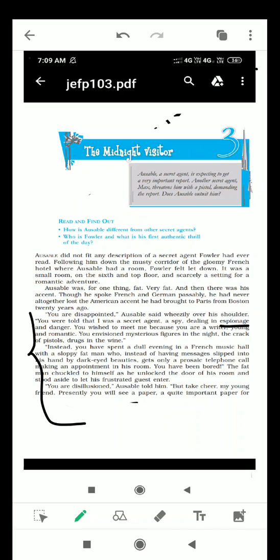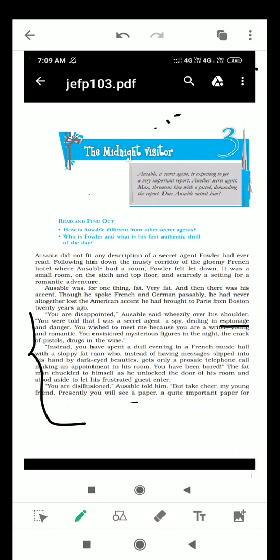Moving to the next character, we find Max. Max is also a secret agent. There was no good relationship between Max and Osable. Max was a very thin figure whose face was similar to that of a fox.